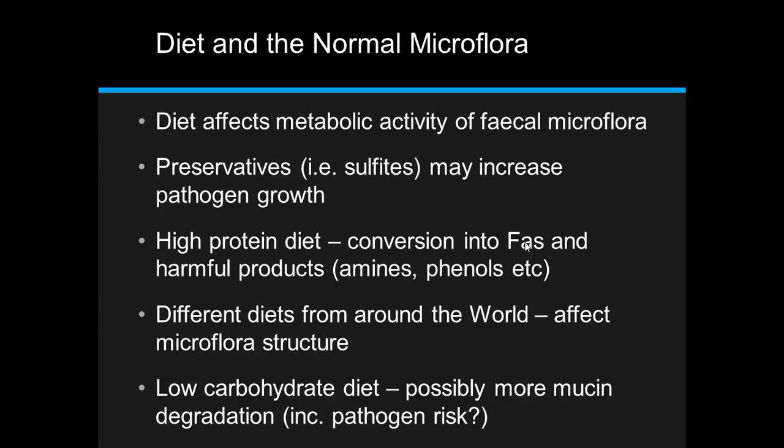Organisms like Bacteroides, for example, particularly like the presence of bile, and they can break that down and resist its antimicrobial effects. If we have a low carbohydrate diet, then there's the potential that our organisms could begin to break down this protective mucin that lines our colonic mucosa, and this could then put us at greater risk of pathogens being able to adhere to the colon, potentially greater risk of infection.